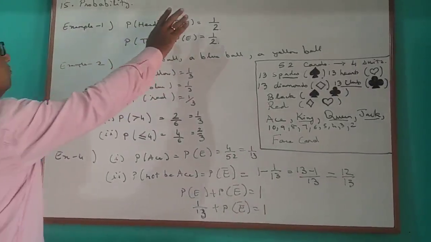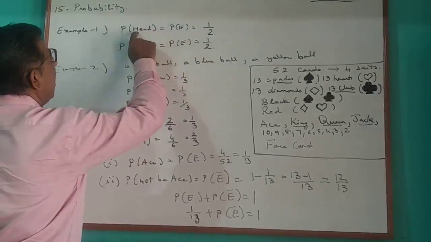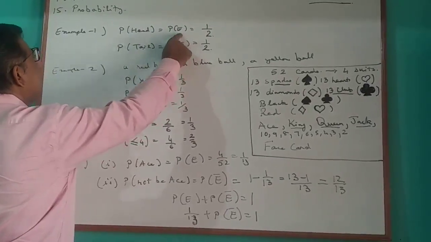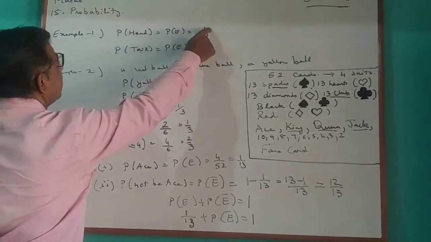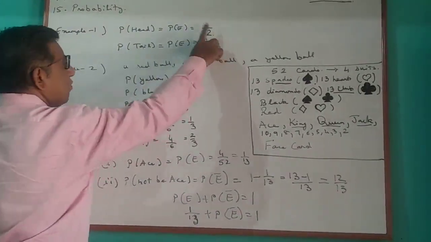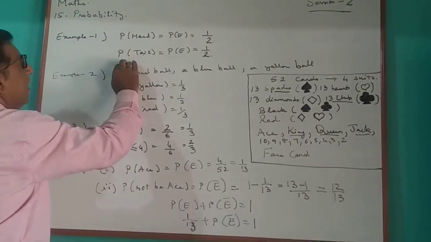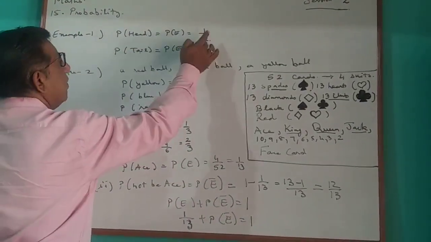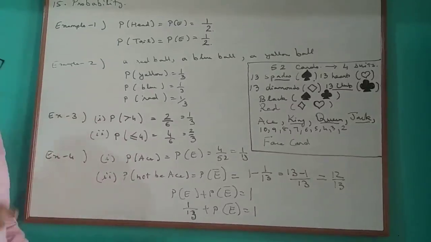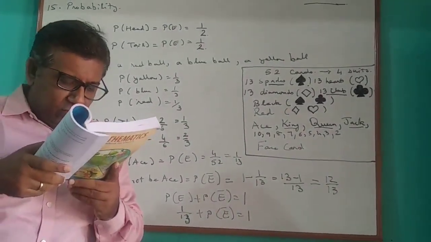So, according to our definition, probability of getting head, we call it E. Probability of getting head is 1 by 2, because head will appear once and total outcomes are 2 in a coin. Same way, probability of getting tail will also be 1 by 2. So, that was example 1. After example 2, I will continue.